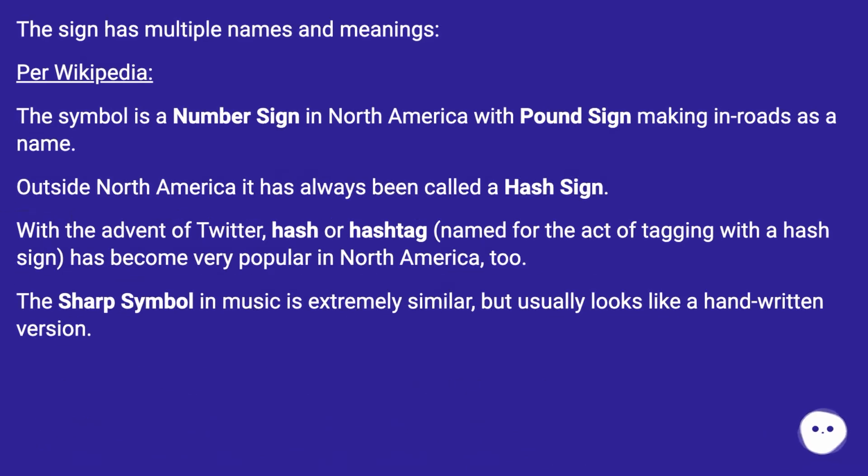The sign has multiple names and meanings. Per Wikipedia, the symbol is a number sign in North America, with pound sign making inroads as a name. Outside North America it has always been called a hash sign. With the advent of Twitter, hash or hashtag, named for the act of tagging with a hash sign, has become very popular in North America, too. The sharp symbol in music is extremely similar, but usually looks like a handwritten version.